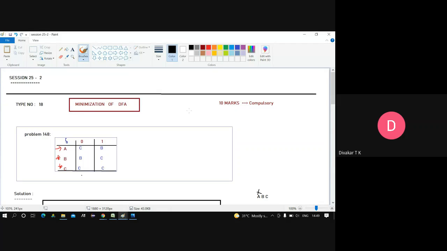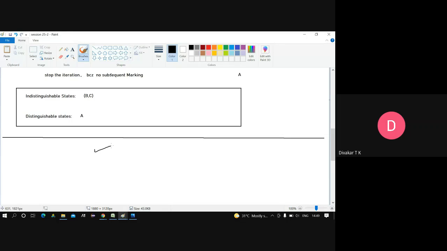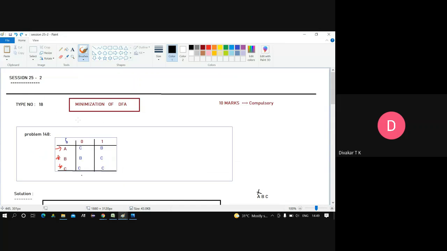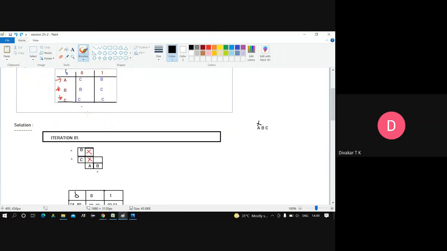One more step is there, so this is not completed. I'll show that part, don't worry about it. We'll do a lot of problems. In minimization of DFA, you have to follow many things. This is the problem they have given: the transition table of the DFA. Then you have to write the table filling algorithm. We are not considering the first state vertically, and when writing horizontally, we don't consider the last state.